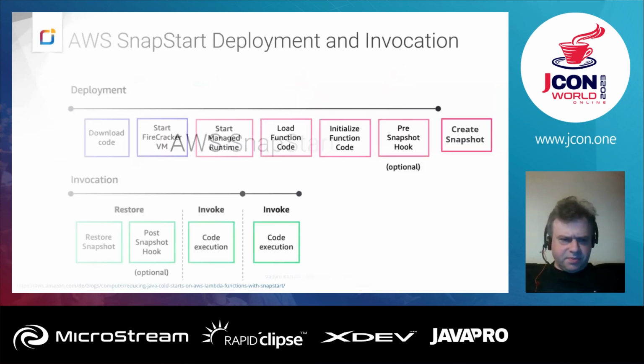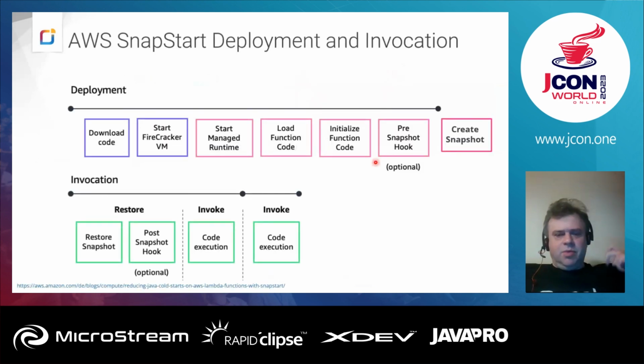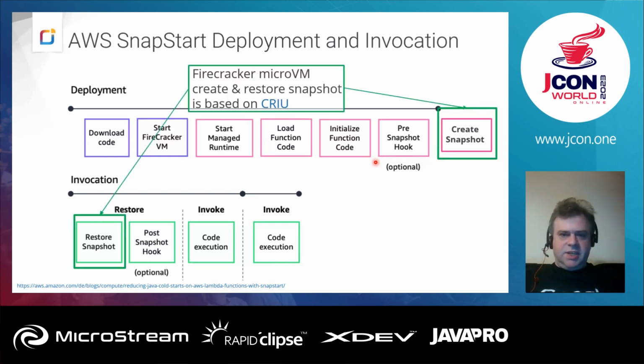So what is that? Generally, with AWS SnapStart, the phases of how a Lambda is deployed and invoked are split. There is some addition to the deployment phase, when you deploy the function, and some addition to the invocation. You see this create snapshot added in the deployment phase, and this restore snapshot added in each invocation phase. Let's forget the pre-snapshot and post-snapshot hooks for now. They are optional, and we will talk about them later.